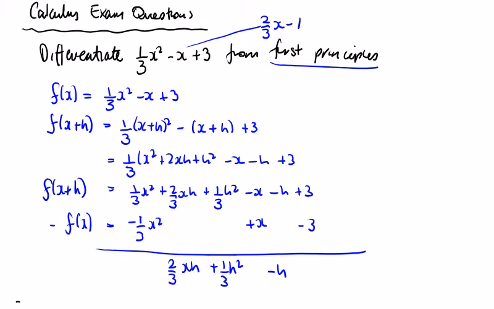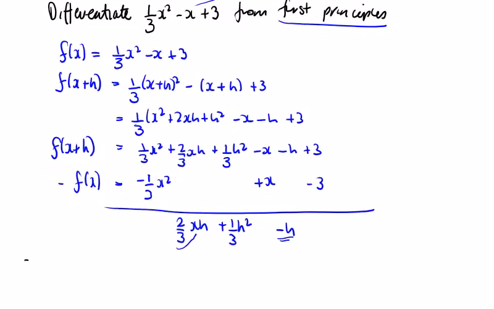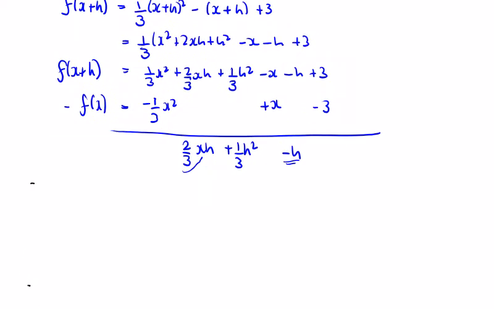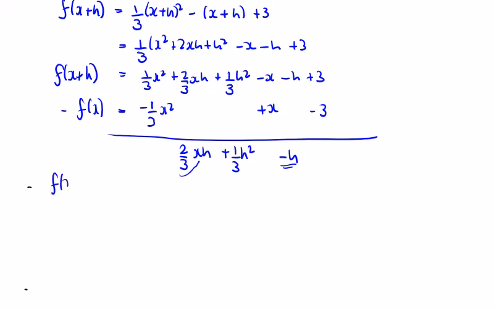So you should see where this is coming from. Now at this point you can see your 2 thirds x in here, and how do I get a minus 1? I divide by h. So you've learned this off, so you should be brilliant at these now. So I'm going to have to divide f of x plus h minus f of x by h. So f of x plus h minus f of x divided by h is equal to 2 thirds x plus a third h minus 1.